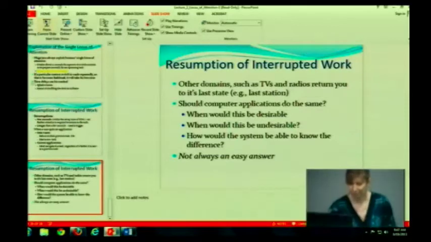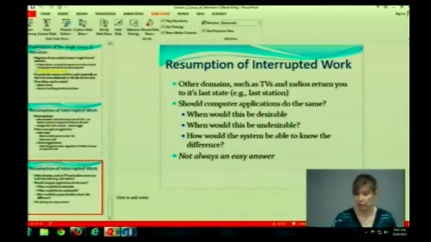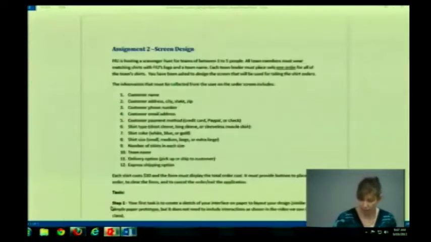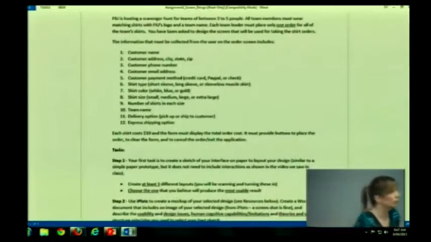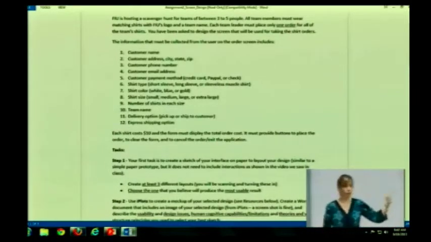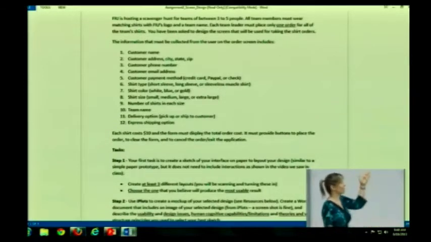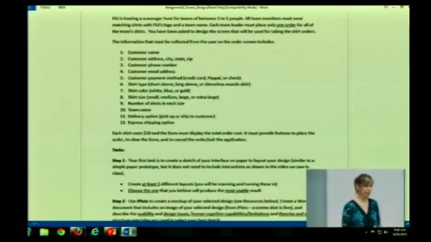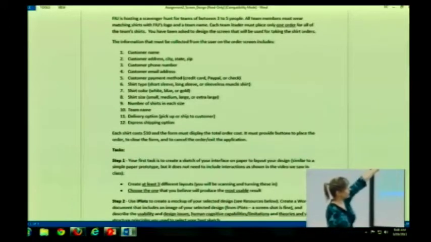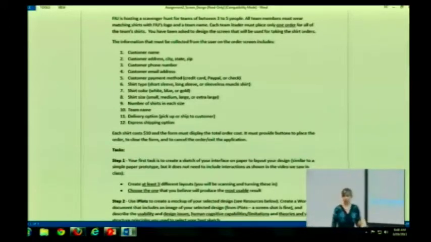All right. So for discussing assignment two, I'm actually going to be sitting down because I have a number of things to show you. So again, in brief, what you are going to be doing is designing an interface for a scavenger hunt. More specifically, for ordering t-shirts for the scavenger hunt. All of your requirements are here in the top of the form.